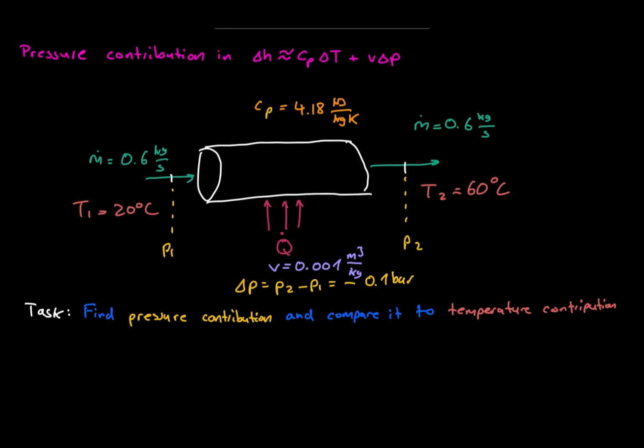Before, we used Cp times delta T, but is that always the full story? Let's include the pressure term and see how much it matters.